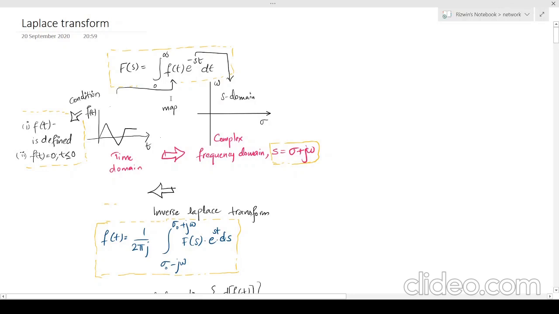So let's start. Basically, the Laplace transform is defined by F(s) is given by the integral from 0 to infinity of f(t) e raised to minus st dt, where f(t) is a signal as shown in the graph. The condition for that signal or function is that it is to be defined at all points, and the value of f(t) should be 0 when t is less than 0.